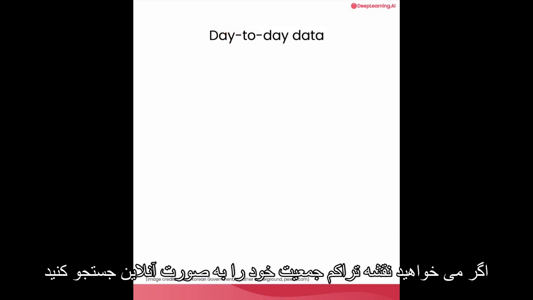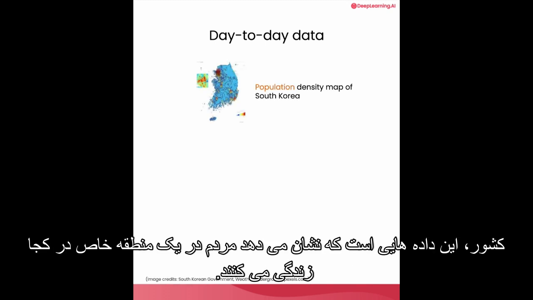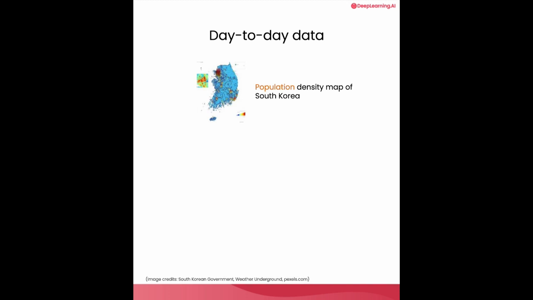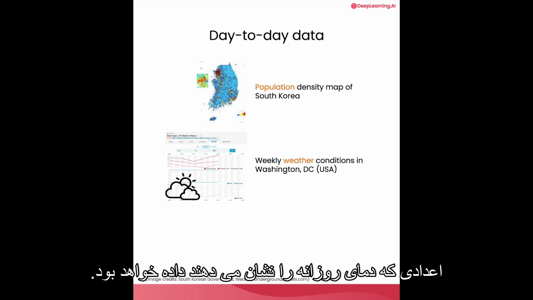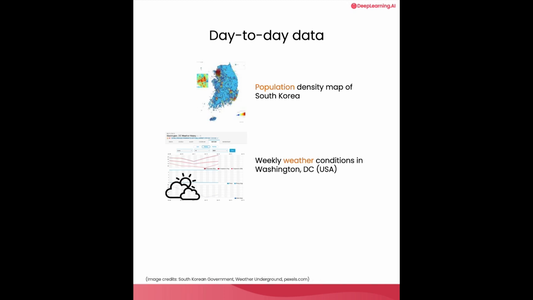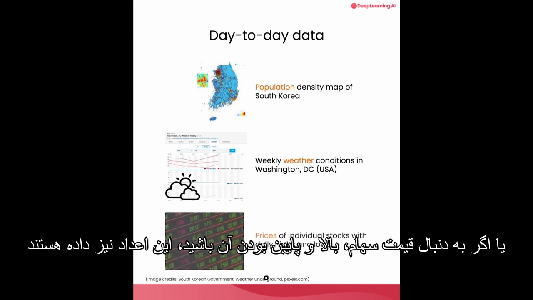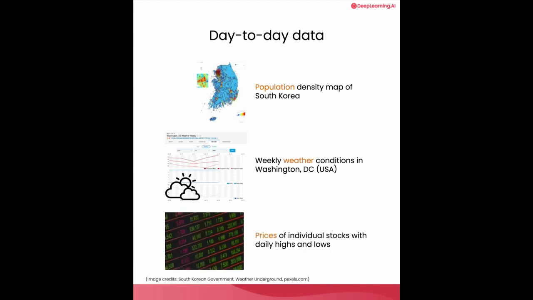If you were to search online for a map of the population density of your country, that's data showing where people are living in a given region. Or if you were to look up weekly weather conditions in a city, the numbers showing the daily temperature would be data. Or if you look up stock prices, highs and lows, those numbers are also data.